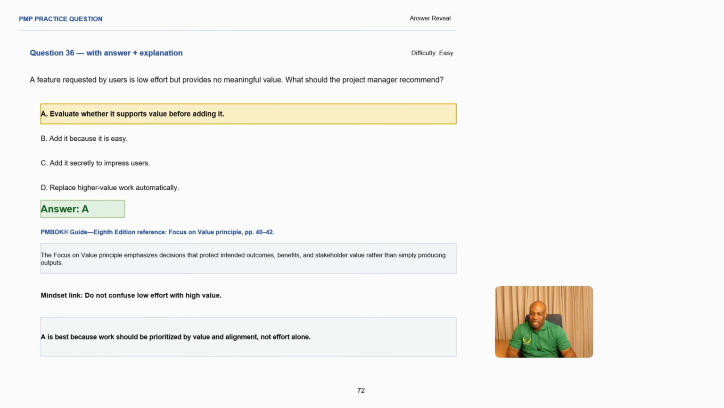And in this scenario, the best answer is A. You need to evaluate whether it supports value before adding it. So evaluation is very important. You get more information. And what is our reference to our PM book is you're supposed to focus on the value principle. And what is our mindset that is applicable here is do not confuse low effort with high value. Something might have low effort, but in terms of value, you're not getting much. So it might not even be necessary to add that specific activity in a project environment. Making A the best answer, because work should be prioritized by value. There's no project that you're going to do which doesn't add value. Then why are you doing that project? Not by effort. So making A the best answer.